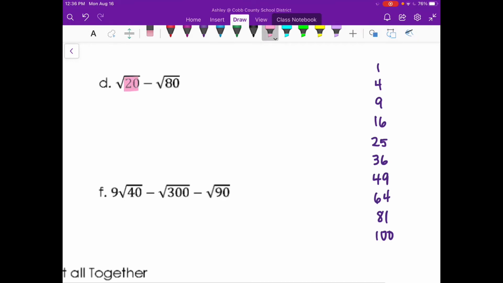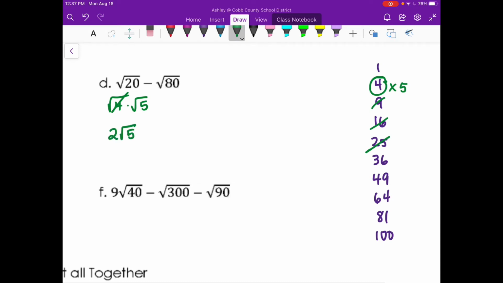In looking at the radicands, they do not match. So we can't go ahead and add them. We'll need to simplify each of them. I've already written my perfect squares over here to the right, and 25 is too big to divide into 20. 16 is also too big. 9 is too big, but 4 times 5 is 20. So I'm going to split the 20 into radical 4 times radical 5, and I'll bring out the root of 4, which is 2, giving me 2 radical 5.